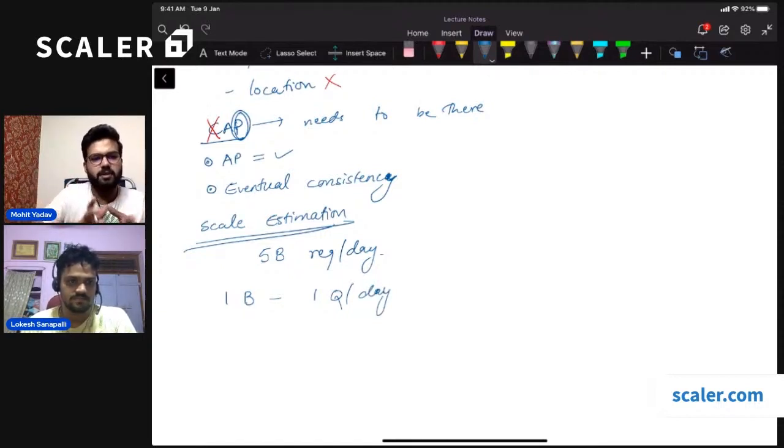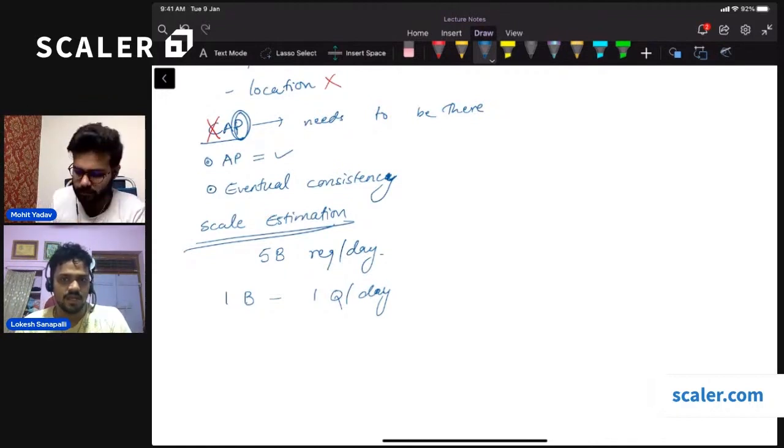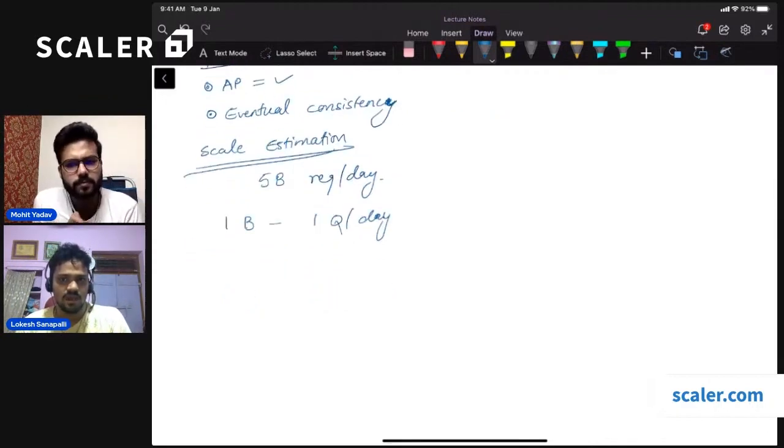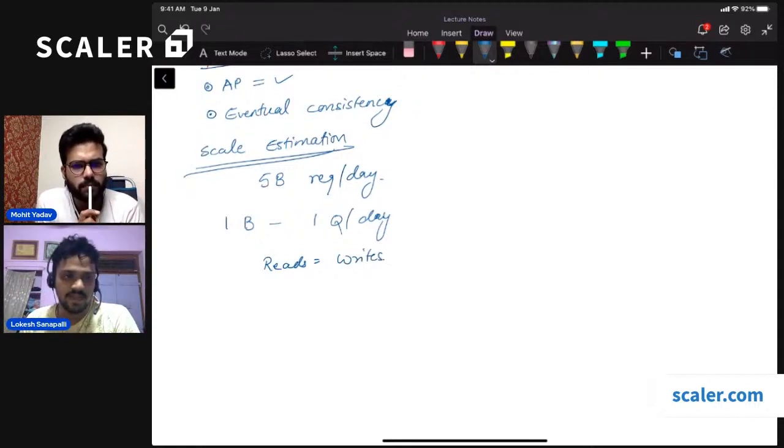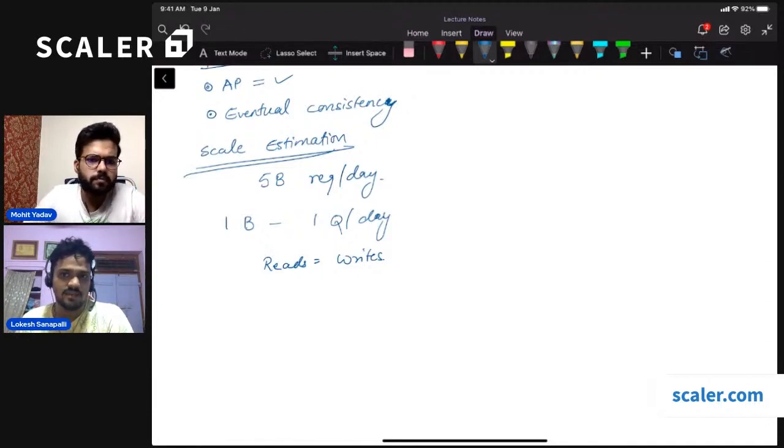So this system is both read and write. Read and writes are equal here, so that means 1:1. We are having 1 billion requests per day, because we are having 1 billion users. I think we can leave this here, and then come to storage.